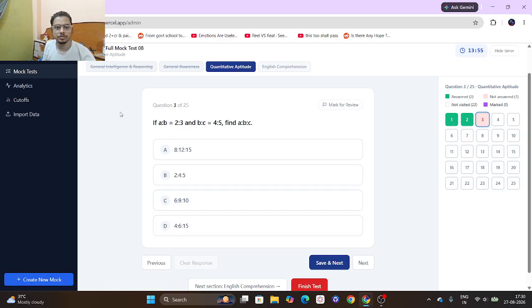A is to B is equal to 2/3, B is to C is equal to 4/5. Find A is to B is to C. A upon B is equal to 2/3, B upon C is equal to 4/5, into 4/4, so 8/12, into 3/3, 12/15. 8 is to 12 is to 15.